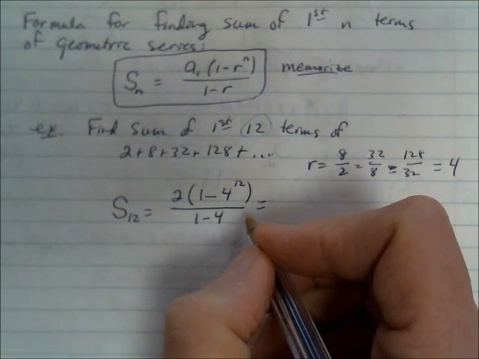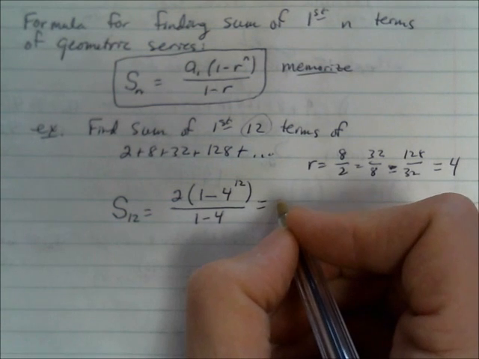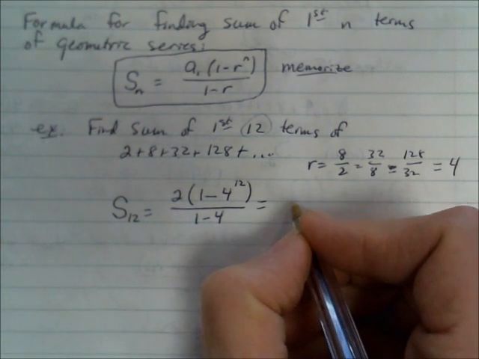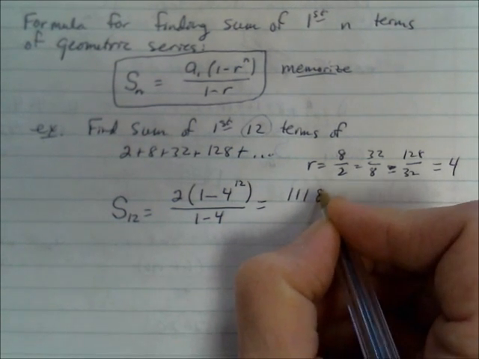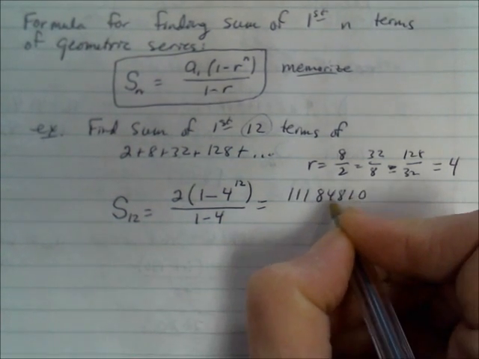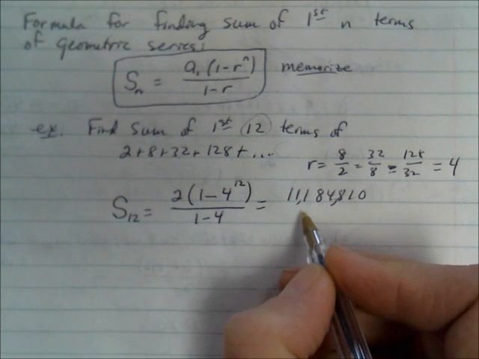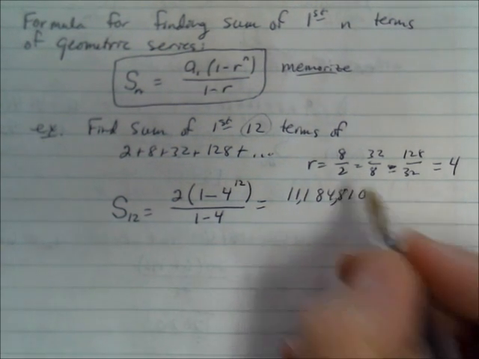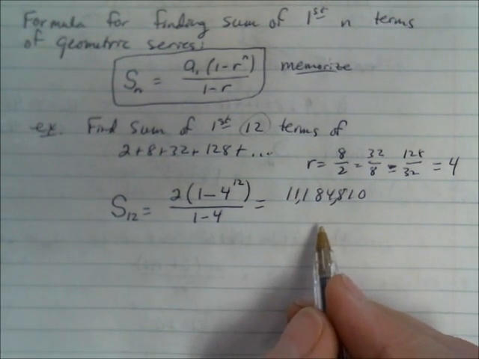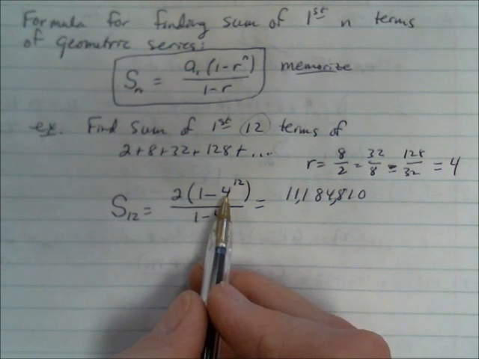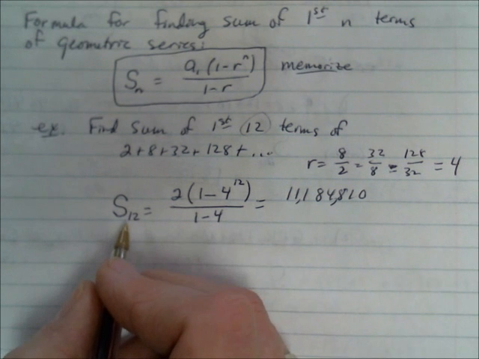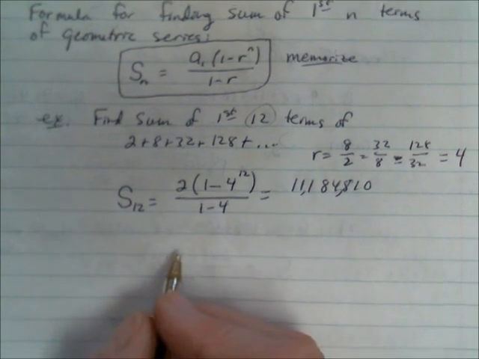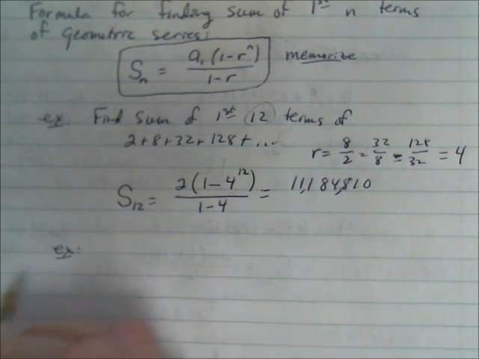So if we put this into our graphing calculator, hopefully I did it right a couple minutes ago, I got the answer of 11,184,810. These sums get pretty big if the R value is anything more than 3 or 4. So that's only the first 12 terms. So let's do a couple more examples.